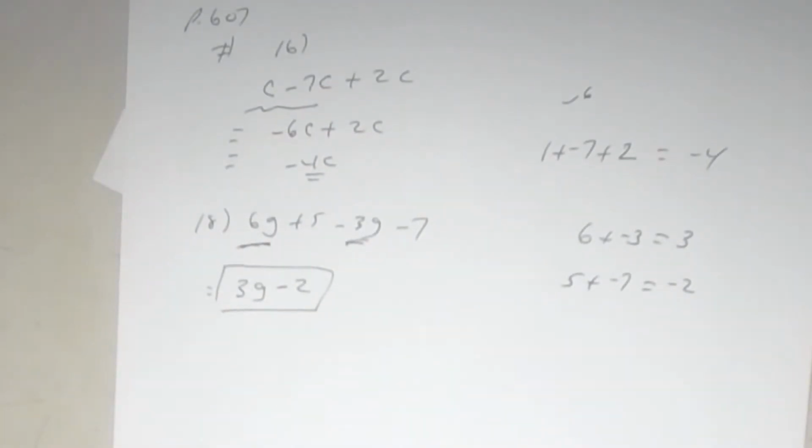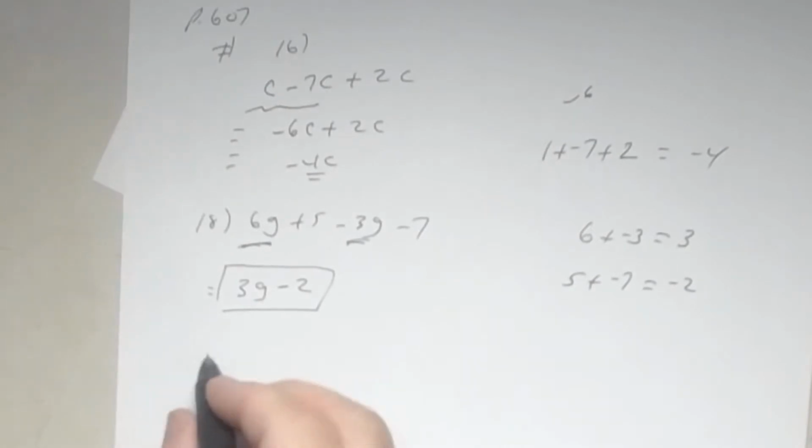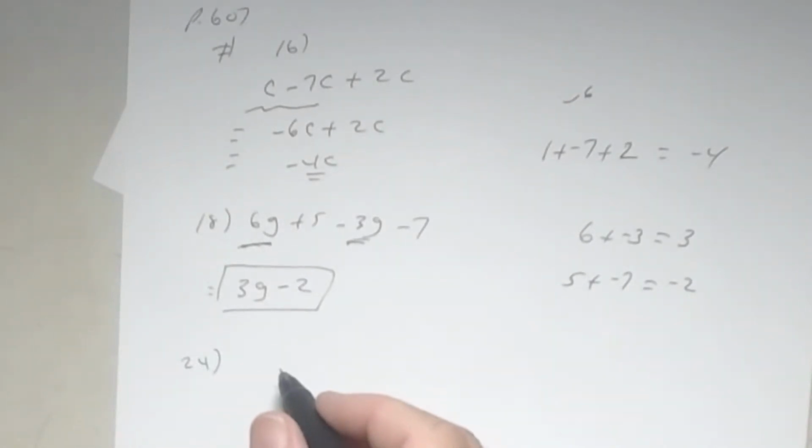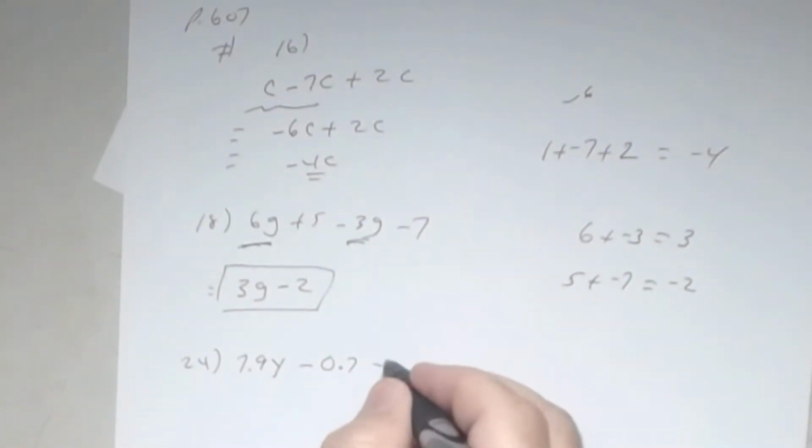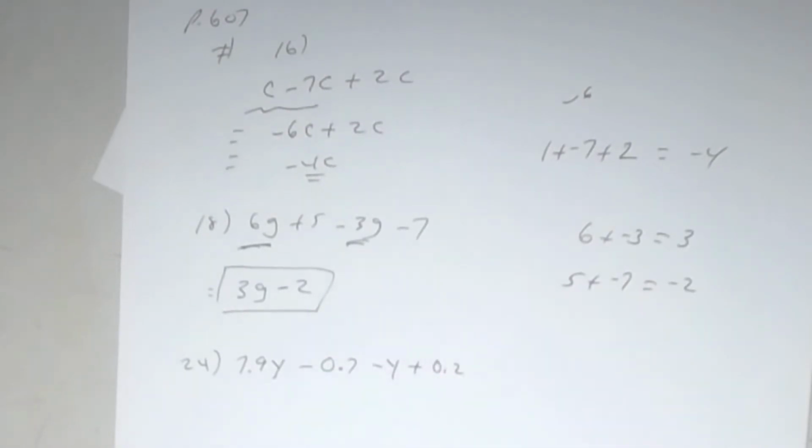All right, number 24. All right, 24, you have 7.9y minus 0.7 minus y plus 0.2. All right, so how many terms do you have? 4. Which ones can you combine? Okay, so the y's you can combine. The others are called constants. So use your calculator on those.